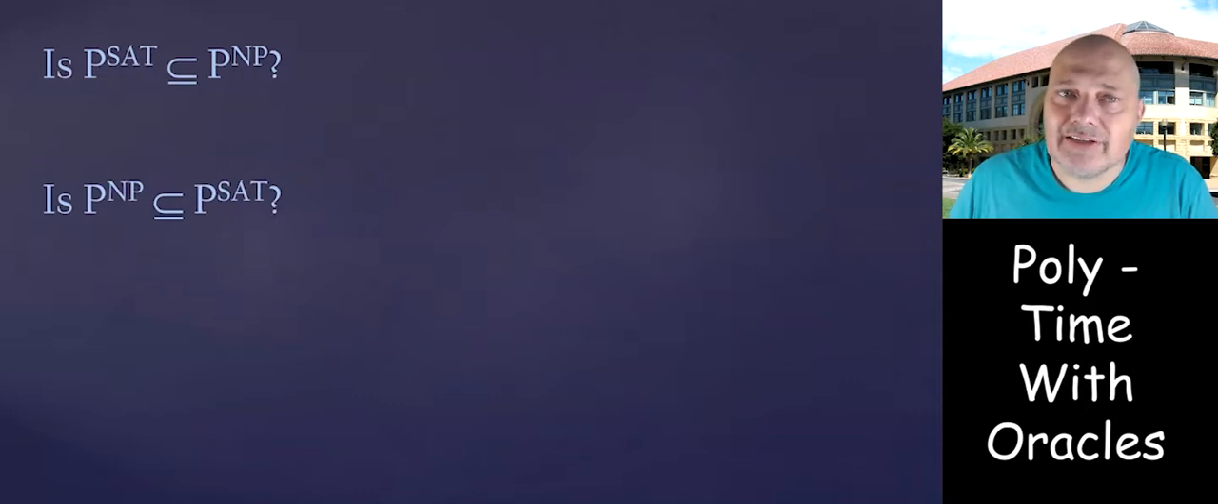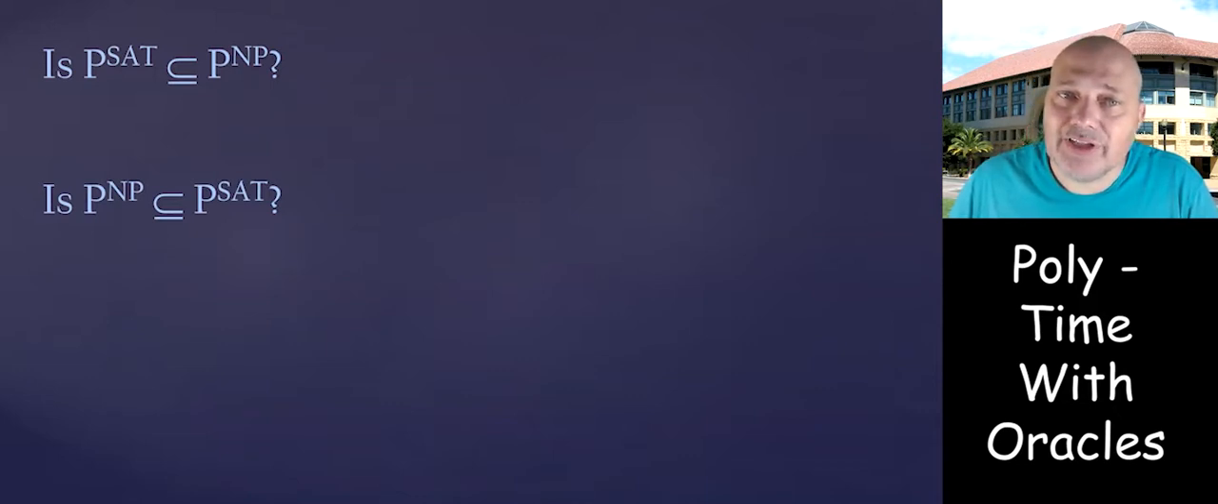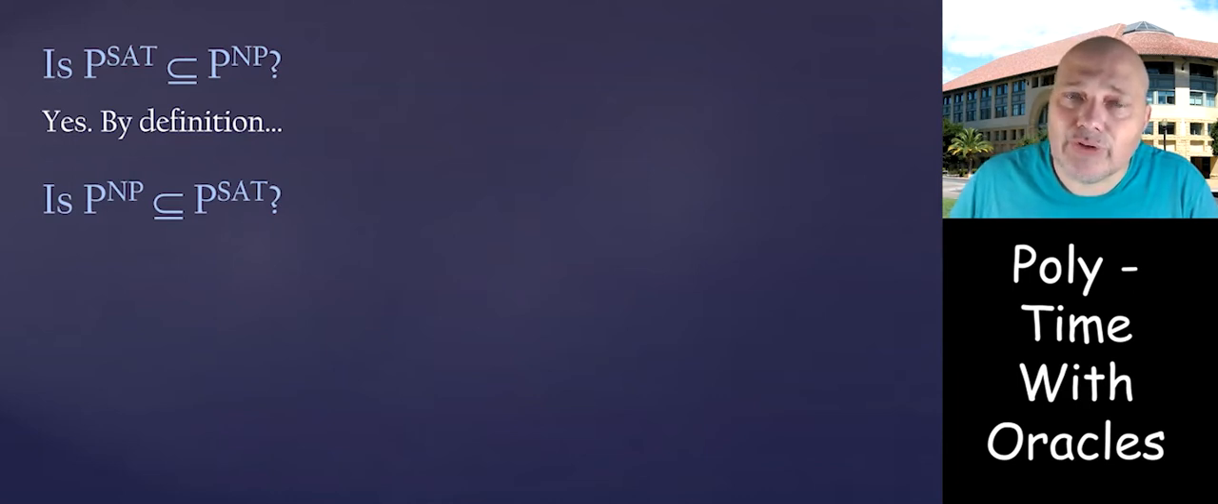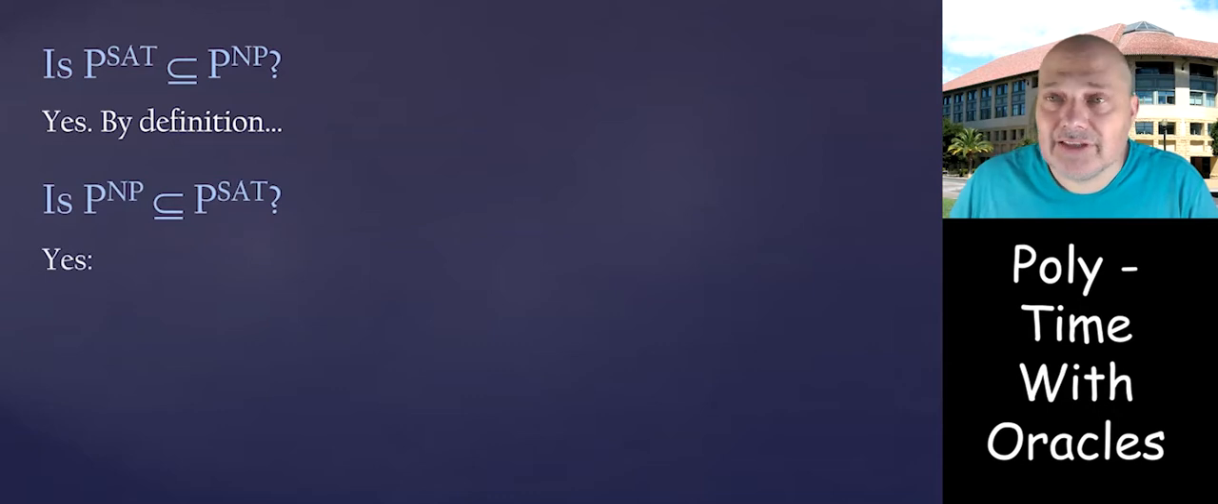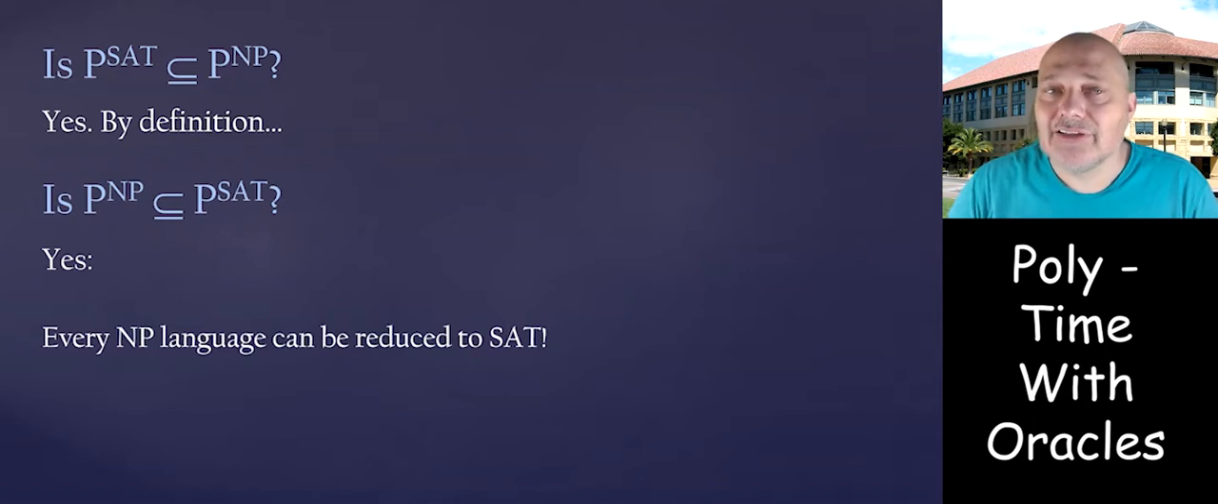So is P to the SAT contained in P to the NP? Is P to the NP contained in P to the SAT? Well, yes, P to the SAT is definitely contained in P to the NP. This is by definition because in P to the NP, you're allowed to have access to any oracle in NP. How about P to the NP contained in P to the SAT? This is true as well, because every NP language can be reduced to SAT. So if you have a machine that has an oracle to CLIQUE, you can simulate it with an oracle to SAT. You don't need an oracle to CLIQUE.